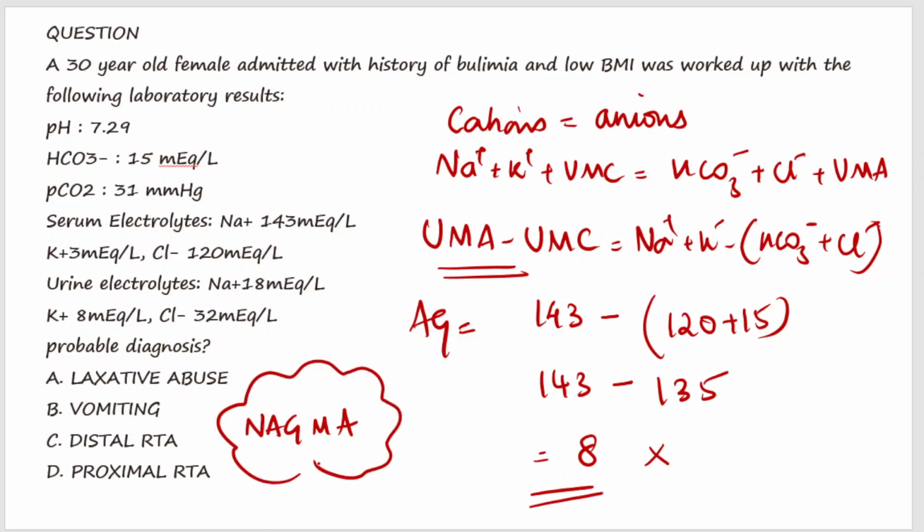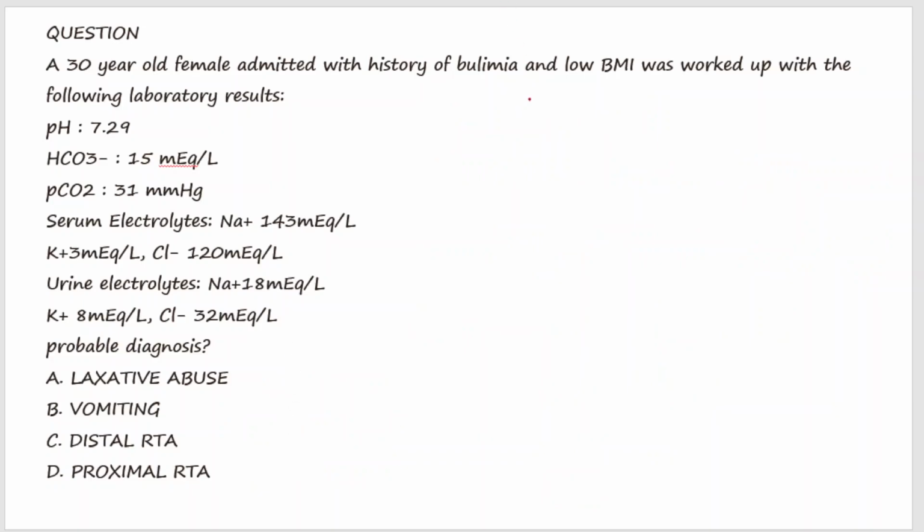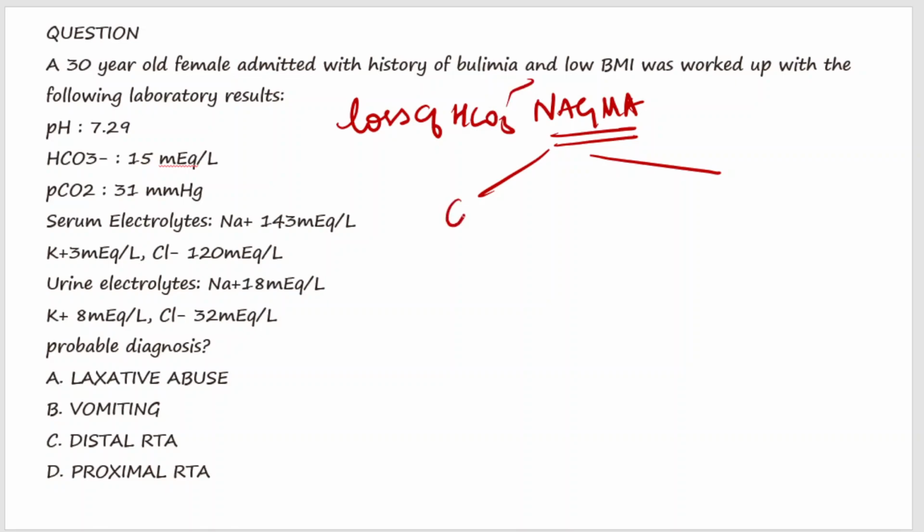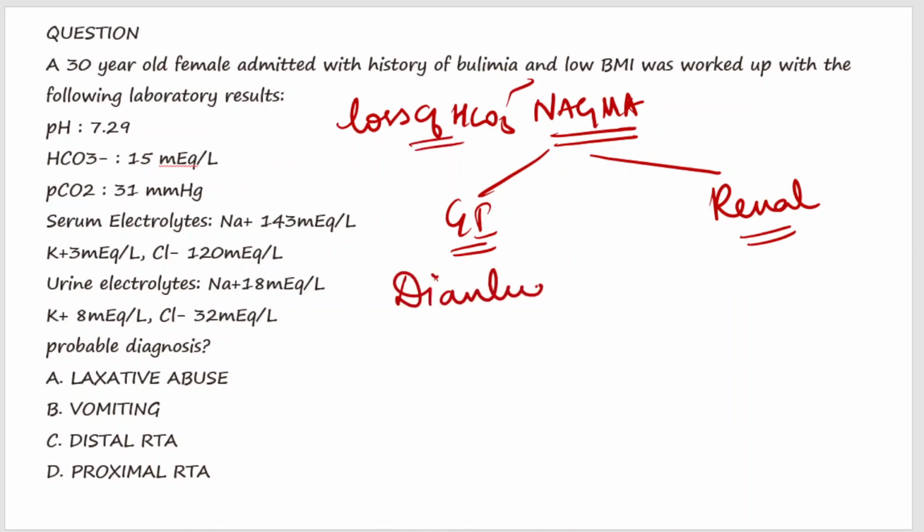Now, what can be the causes of normal anion gap metabolic acidosis? Whenever your anion gap is normal, it is mostly due to loss of bicarbonate, either through the GI tract or through the renal tract. Through the GI tract, an example can be diarrhea. Through the renal tract, an example can be renal tubular acidosis.